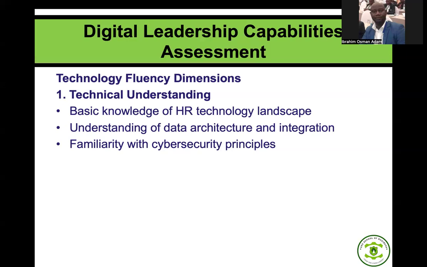The first one is technical understanding. So we are looking at technology fluency dimensions as the first one. And the technology fluency dimensions, we look at technical understanding. Technical understanding means that you need to have basic knowledge of the technology landscape, at least. Understand how data flows through systems. You need to also understand how cybersecurity principles work and many other basic things. You don't need to be able to code like a technical person, but you need to understand the implications of what? Technical decisions. What will be the implications?